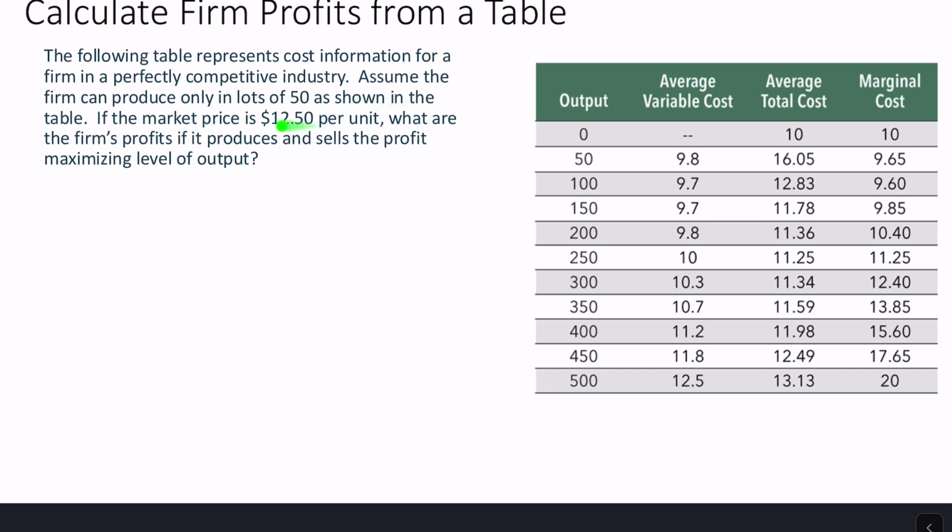If the market price is $12.50 per unit, what are the firm's profits if it produces and sells the profit maximizing level of output? So pause here and try to calculate this on your own, and when you're ready, hit play, and I'll go through the solution.